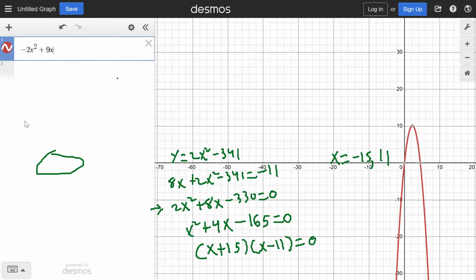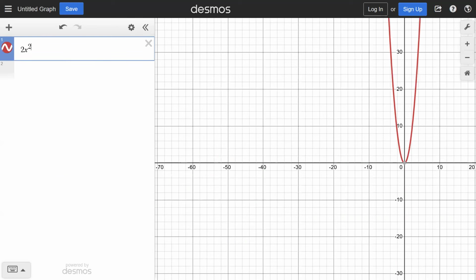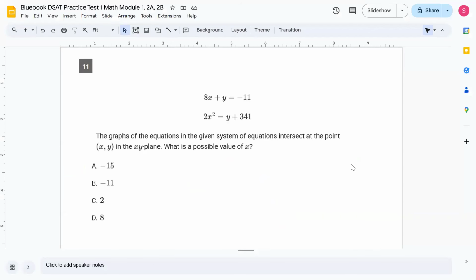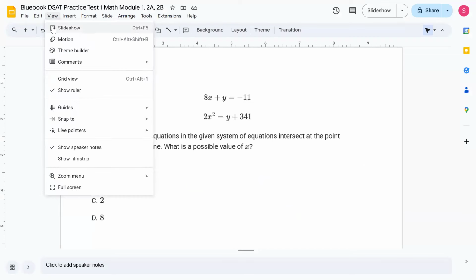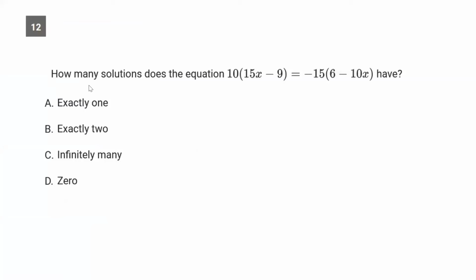Let's erase everything. Goodbye, work. And we'll do 2x squared plus 8x minus 330. And we're going to look at the solutions, right? 11, negative 15. And negative 15 was one of the answer choices. So we'll do that one. And now we'll keep going. We'll go to 12.